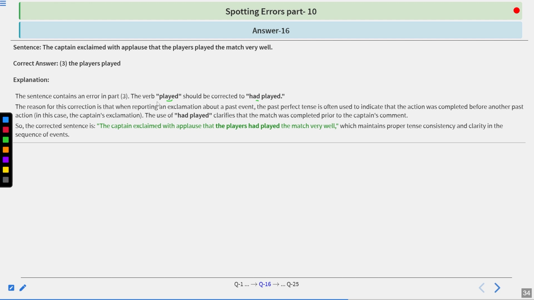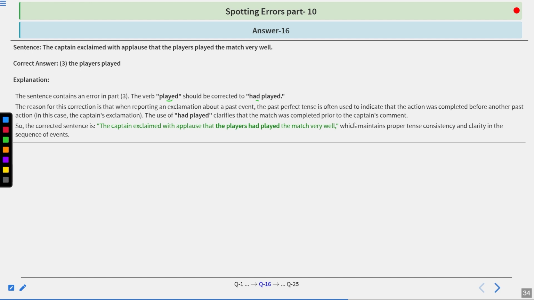The reason for this correction is that when reporting an exclamation about a past event, the past perfect tense is often used to indicate that the action was completed before another past event or action. In this case, the captain's exclamation, the use of had played clarifies that the match was completed prior to the captain's comment. So the correct sentence is: the captain exclaimed with applause that the players had played the match very well, which maintains proper tense, consistency, and clarity in the sequence of events.